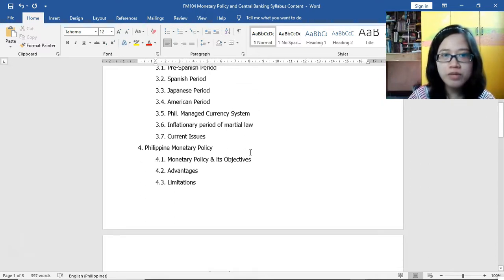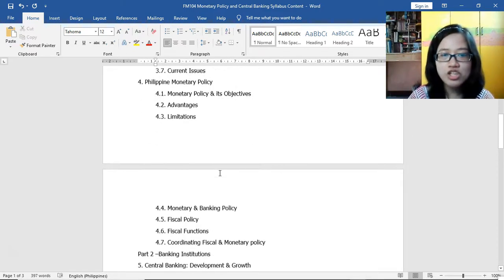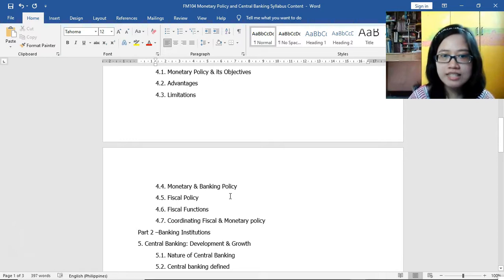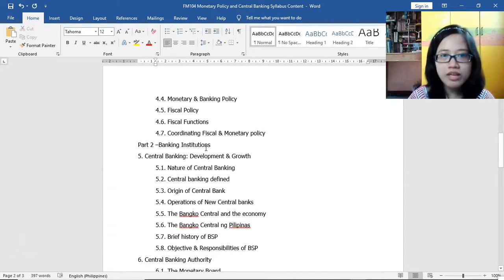And then the fourth topic, we have the Philippine monetary policy and its objectives, advantages, limitations, monetary and banking policy, fiscal functions, and coordinating fiscal and monetary policy. Again, these two types of policies are in a way being managed by the government, by the regulatory authorities.